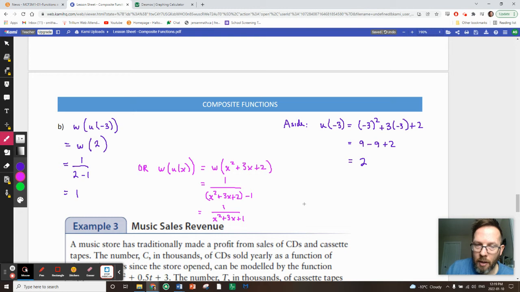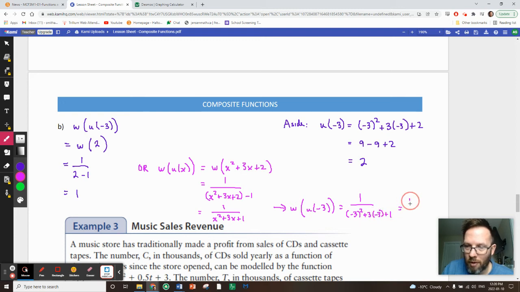And if you were to plug in negative 3 into that, you would get 9 minus 9 on the bottom plus 1. And you would get 1 over 1. You would get the same thing. You know what? Why don't I just carry it to completion? U at minus 3 would equal 1 over minus 3 squared plus 3 times minus 3 plus 1, which just equals 1 over 1. And either way, you get 1. You can kind of pick which method you like best.